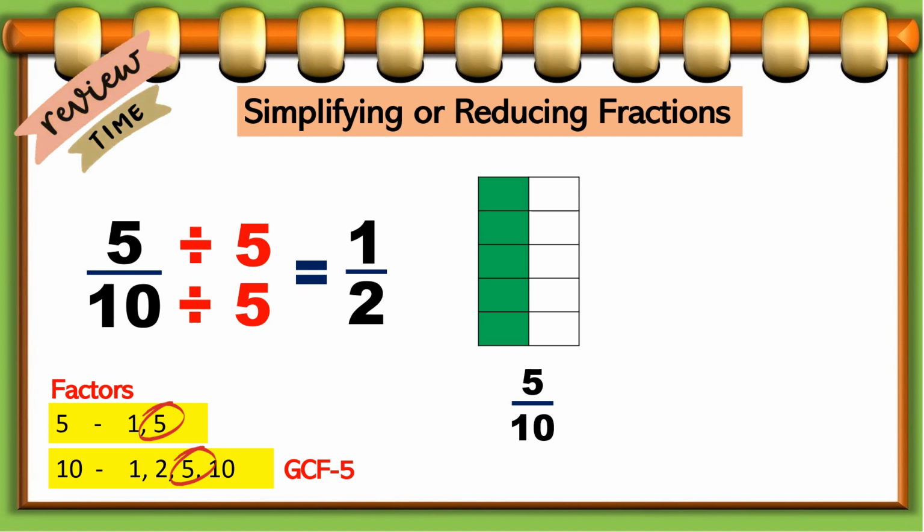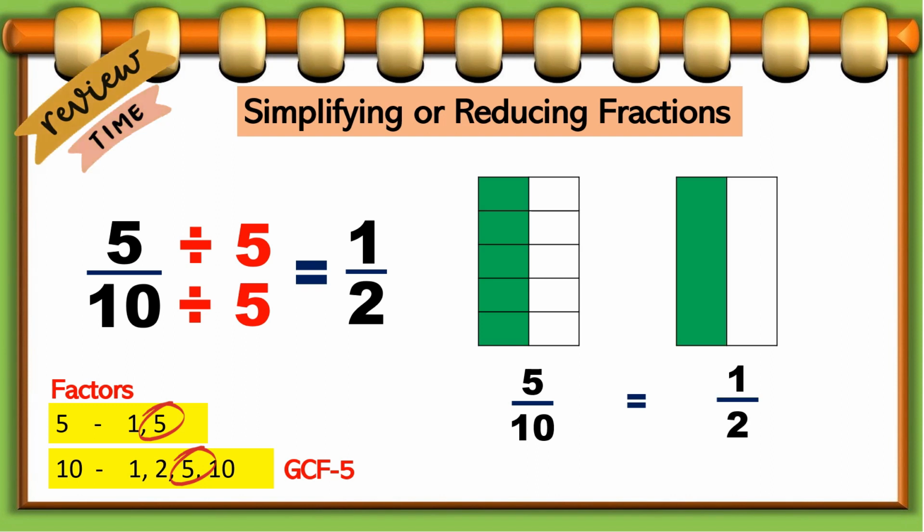A fraction is said to be in its simplest form if 1 is the only common factor of each numerator and denominator. And also, if the numerator is 1, the fraction is in lowest term.